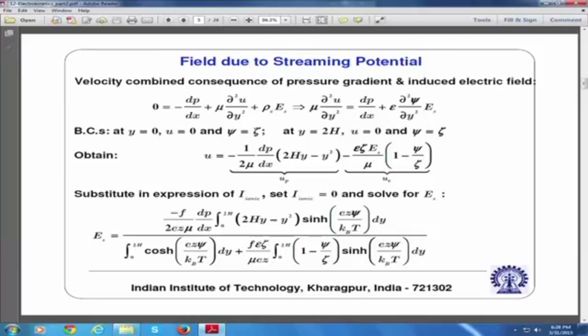Because it is a linear differential equation, you can write the resultant U as a linear combination of U pressure driven plus U electroosmotic. You can see this is the pressure driven velocity profile and this is the electroosmotic velocity profile which we derived in the previous lecture, minus epsilon zeta E by mu into 1 minus psi by zeta.